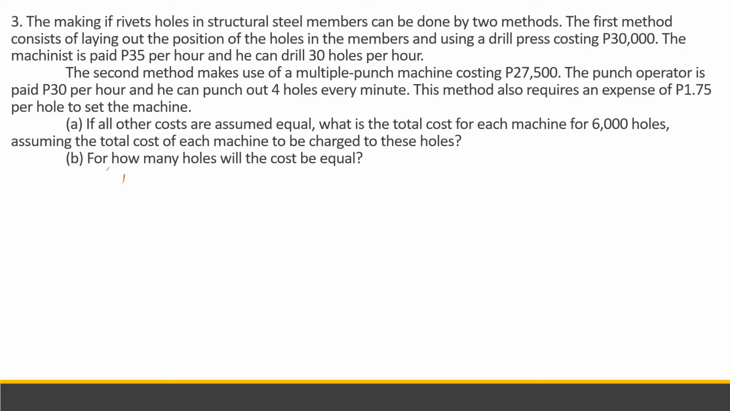So A, if all other costs are assumed equal, what is the total cost for each machine for 6,000 holes? So if you were to punch out 6,000 holes, what is the total cost for first method and the second method? Assuming that the total cost of each machine is to be charged to these holes. And B, for how many holes will the cost be equal?